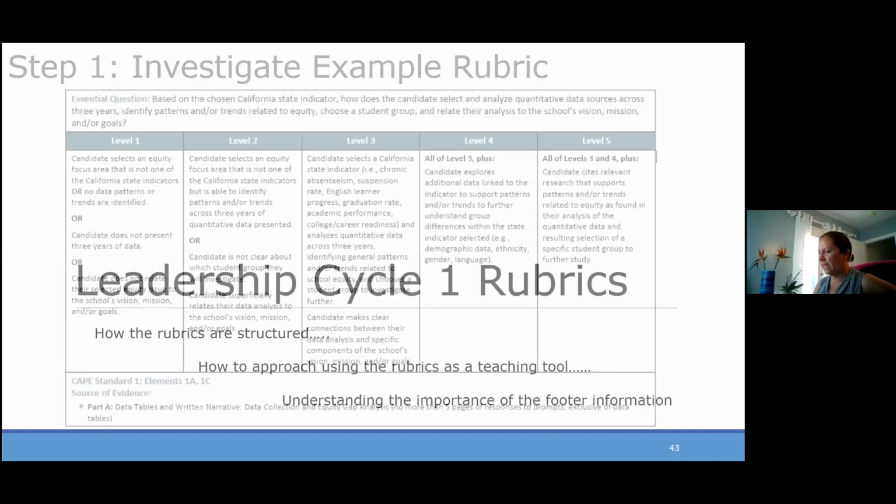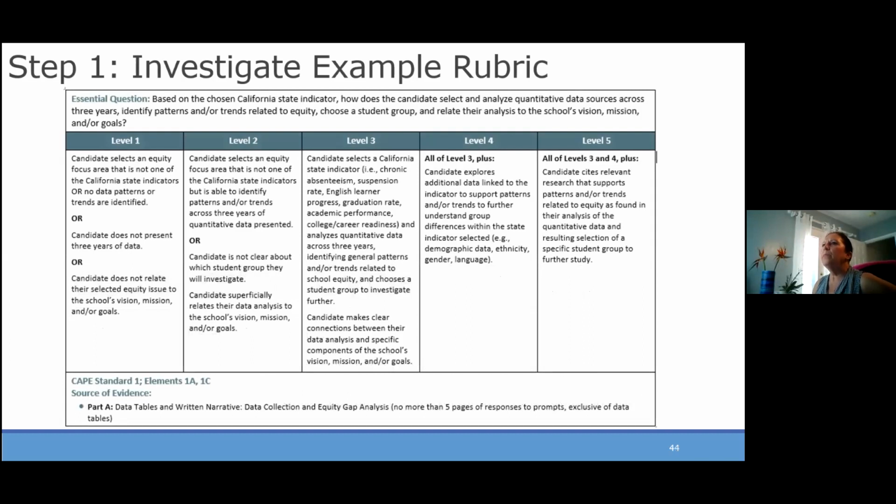So let's take a look at the next slide, please, Lori. Here is a picture of one of the rubrics. Each of the rubrics in cycle 1 and in cycle 2 and 3 all have 5 levels. And each rubric has an essential question that drives and explains what we're measuring in the rubric. So there's our essential question. Thank you for the arrow. I think if you hit return, we'll get the next arrow. So these are our 5 levels.